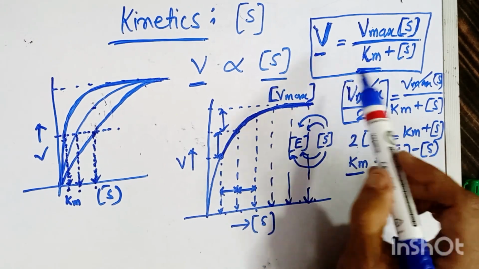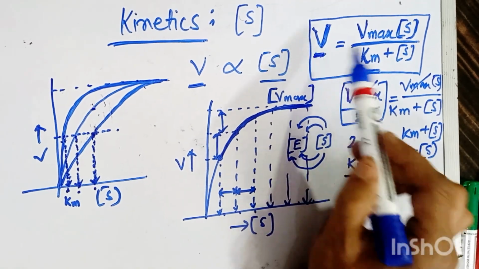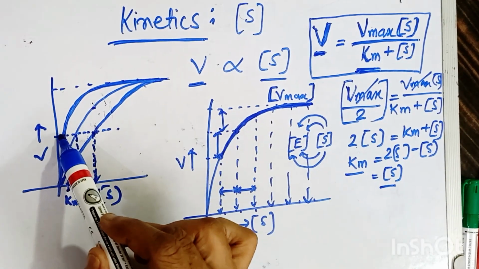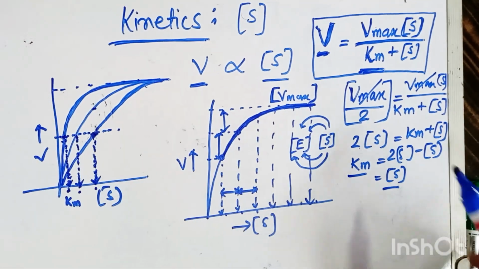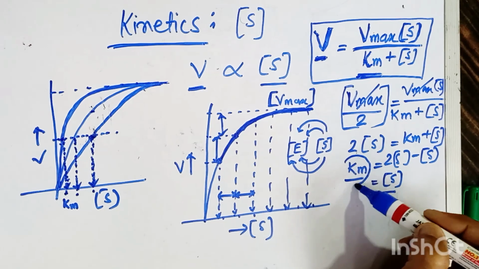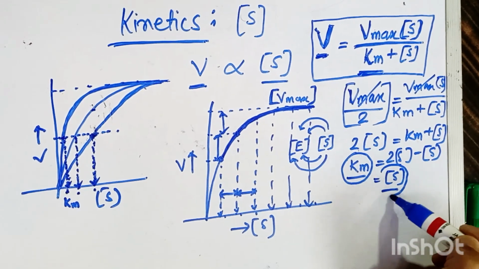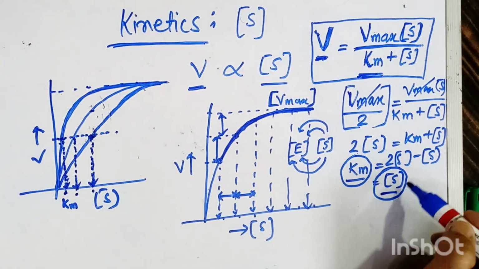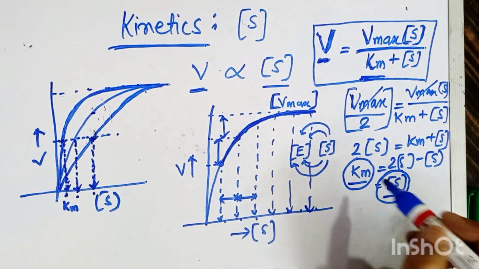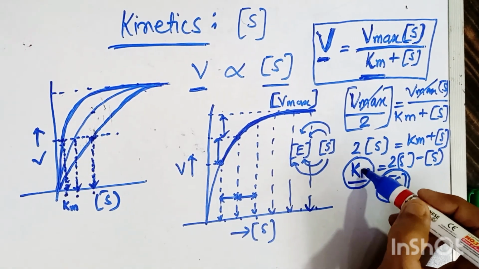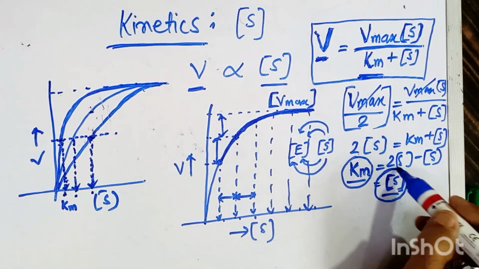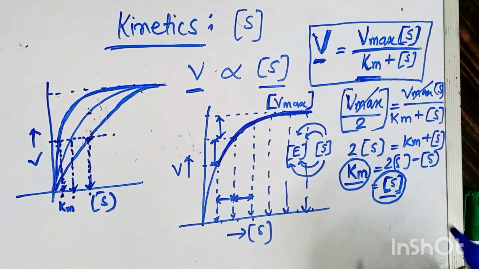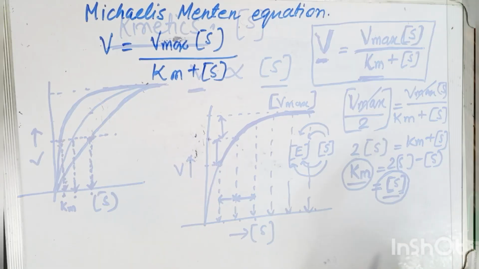So by replacing the velocity of the reaction by Vmax by 2, just from this figure, where Vmax by 2 is here, we get a value of Km which is actually a substrate concentration value, in molar concentration of a substrate. The value of Km is in molar concentration of a substrate, and we get the expression of Km as a substrate concentration value.